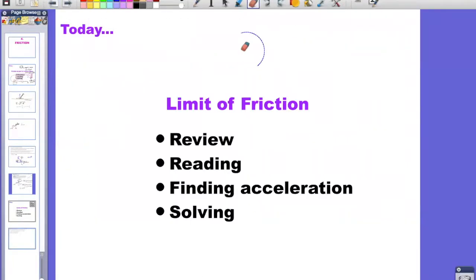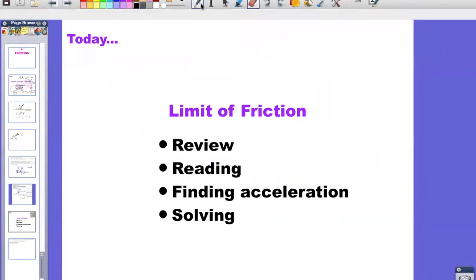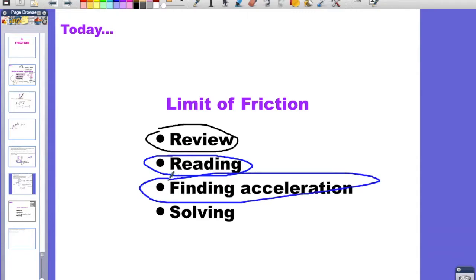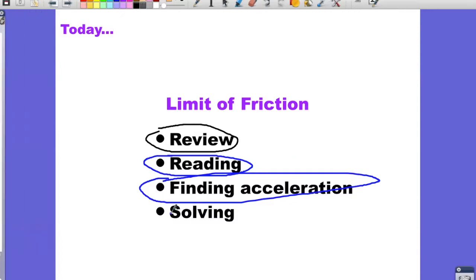We are going to quickly go over a few things here today. For a short time, we will first review what we talked about last time. And then we will go through the book, through a few readings. And then I'll just state how to find acceleration in case of friction, as a review as well. Then we'll solve a few problems.